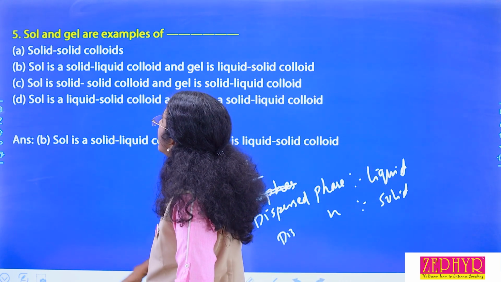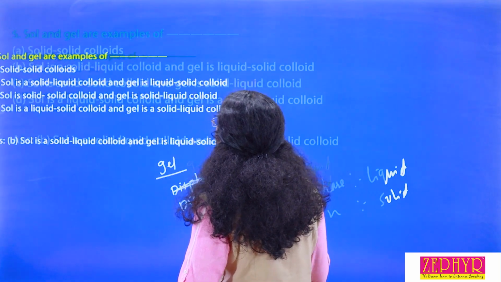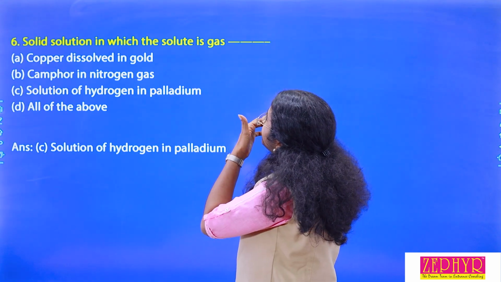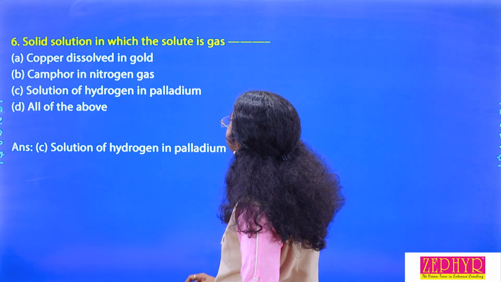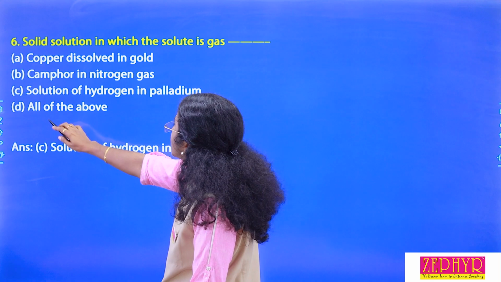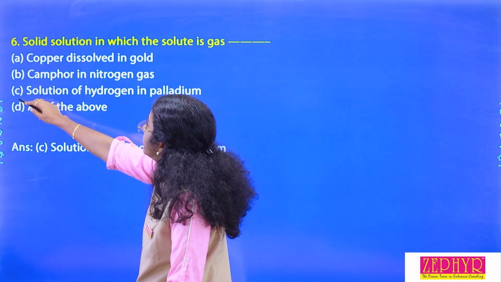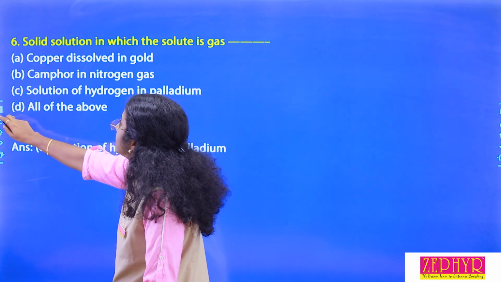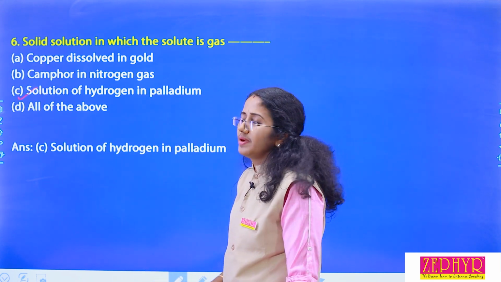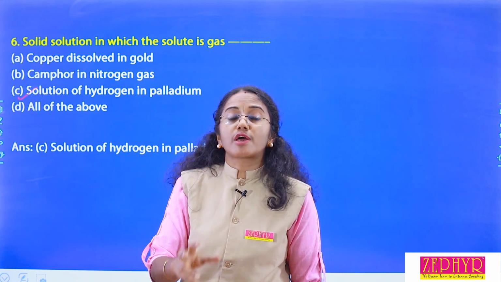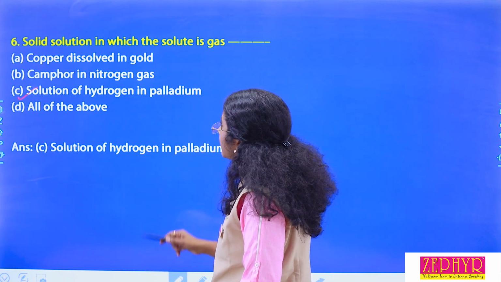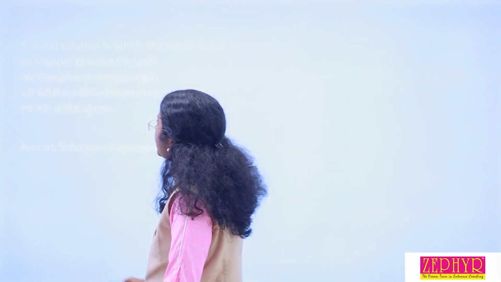Then next question number 6. Solid solution in which the solute is gas. There is the solution of hydrogen in palladium. Hydrogen is adsorbed on the surface of palladium. So the option C.